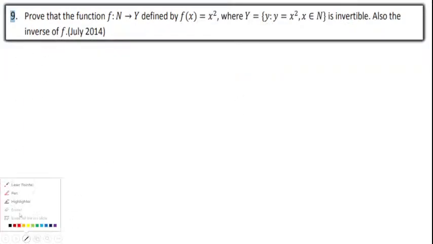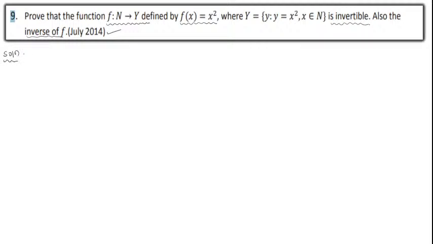See what is given. The function f is defined from N, the set of natural numbers, to set Y, and f of x is given by x square. You have to prove that this function is invertible and also find its inverse. This question was asked in 2014. Directly we will go towards the solution part here.